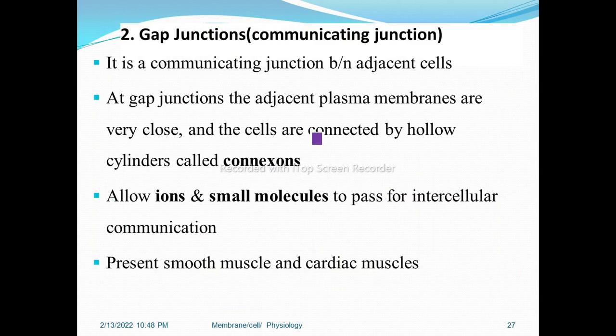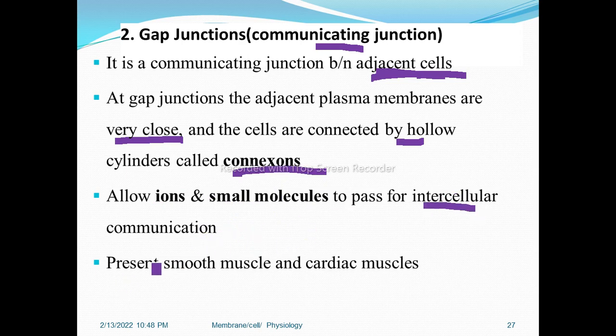The other is a gap junction or communicating junction. It is a communicating junction between adjacent cells, between cell 1 and cell 2. At gap junctions, the adjacent plasma membranes are very close, and cells are connected by a hollow cylinder called a connexon. It allows ions and molecules to pass for intercellular communication between two cells. Inter means between two cells. An example where gap junctions are found is between smooth muscle cells and cardiac muscle cells. It is present in electrically excitable tissues such as smooth muscle and heart, where ion passage from cell to cell helps synchronize their electrical activity and contraction.